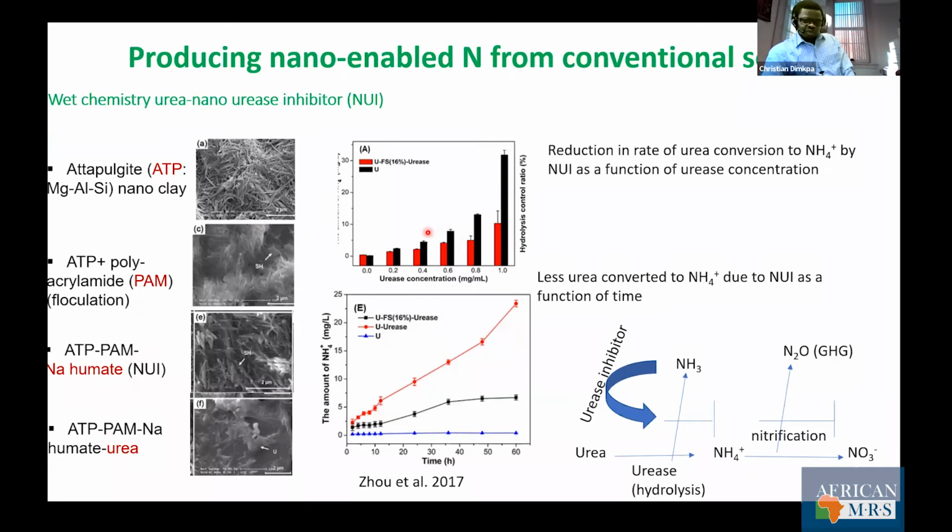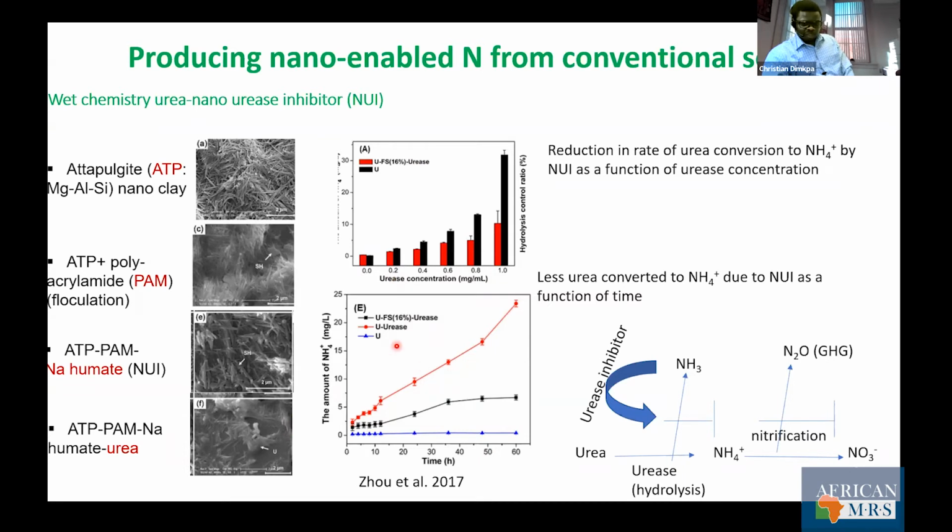And when you characterize this material for hydrolysis of the urea to ammonia, you see that the red one is the product and the blue one is the plain urea. You see that the plain urea hydrolyzes faster than the product. This means you are losing your nitrogen with higher hydrolysis, and you are saving your nitrogen with lower hydrolysis. And as you increase the amount of urease, which is the enzyme that converts urea into ammonium, you see how the effect of the product takes place compared to the plain urea. Again, with time, the same scenario here.